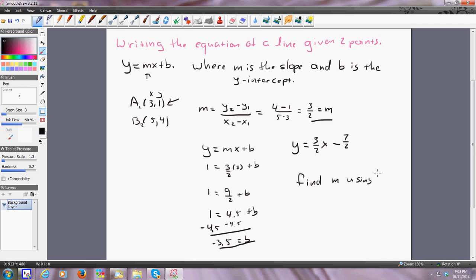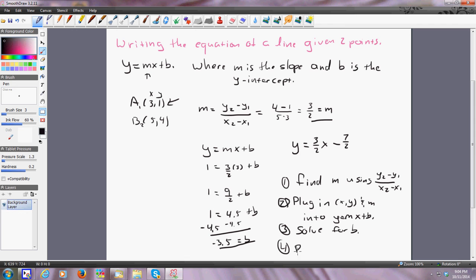So, like I said, all you have to do is find your m using y2 minus y1 over x2 minus x1. Plug in an x, y value and m into y equals mx plus b. Solve for b. And rewrite using y equals mx plus b, substituting in your m and your b.